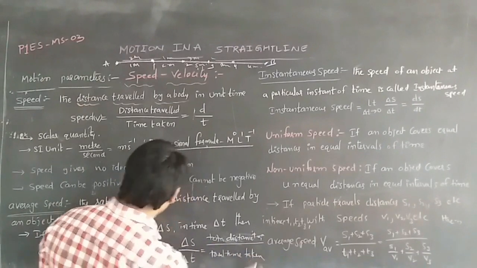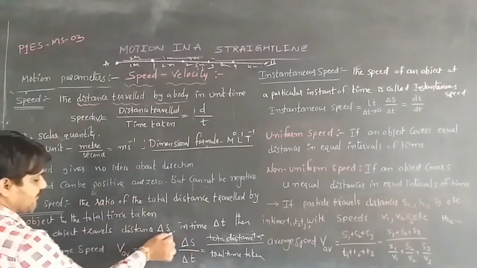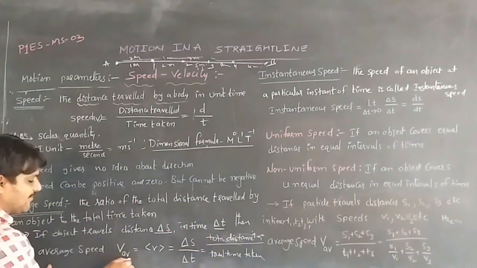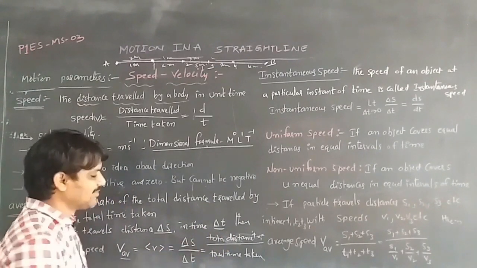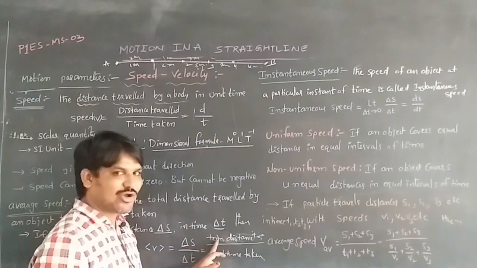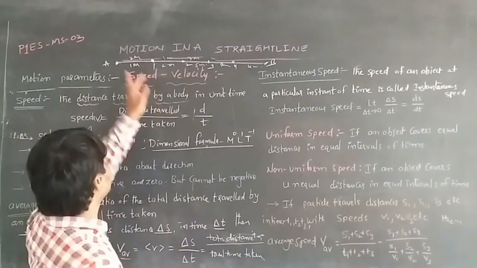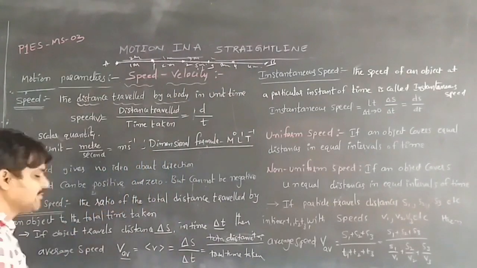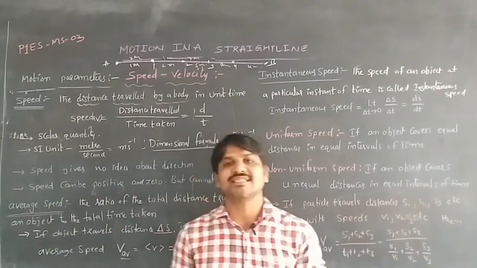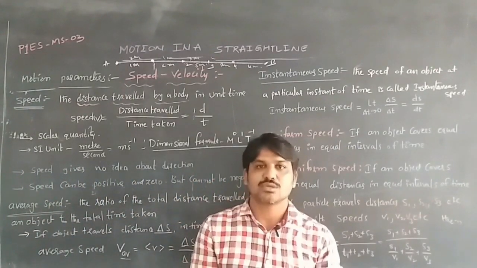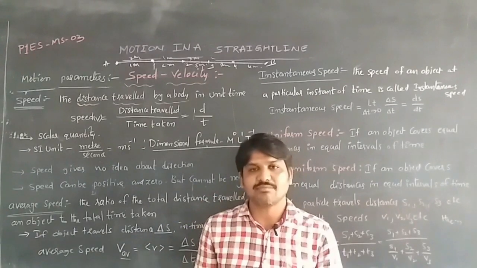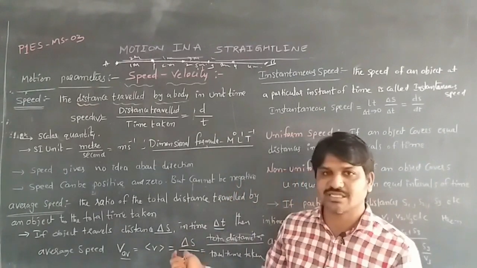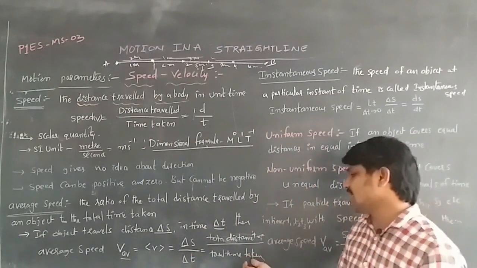If an object travels a distance of delta S in a time of delta T, then the average speed V average is equal to delta S by delta T, meaning the total distance travelled by an object by the total time taken to travel from A to B. This is about average speed, the ratio of the total distance travelled by an object to the total time taken, that is delta S by delta T.